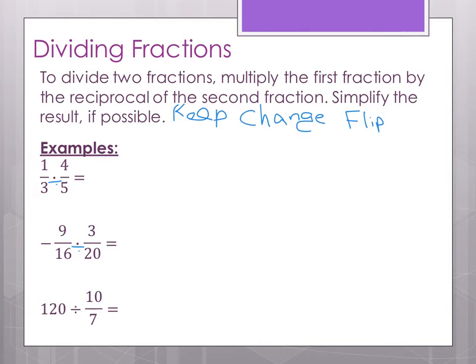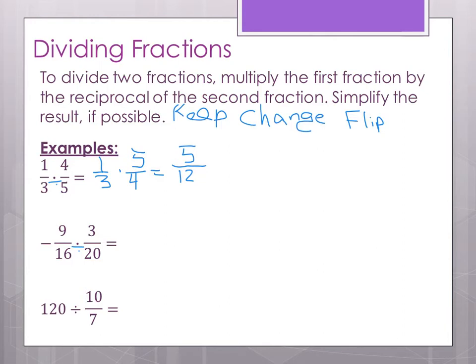So let's look at these examples. Forgive my typos. I wrote times in these problems when I meant to write divide, so I drew in little division signs there. But our first example is 1/3 divided by 4/5. So we're going to keep the first fraction, 1/3, change from division to multiplication, and then flip the second to get 5/4. And now we have a multiplication problem. When I multiply across the top, I get 5. When I multiply across the bottom, I get 12. And now I'm finished. There's no need to do any simplifying, so 5/12 will be my answer.